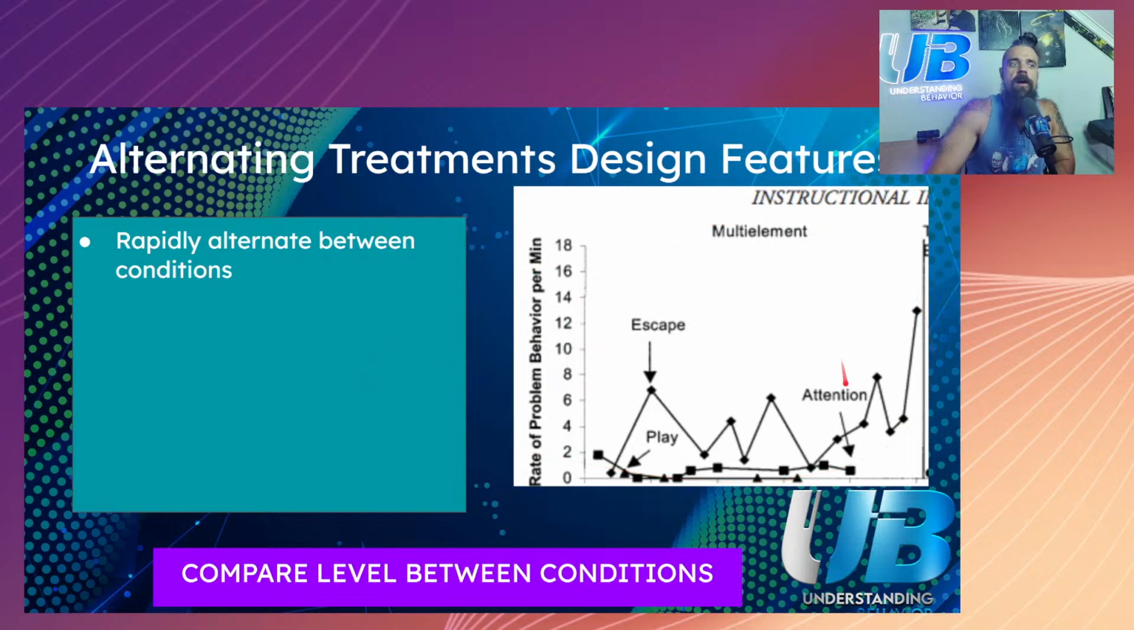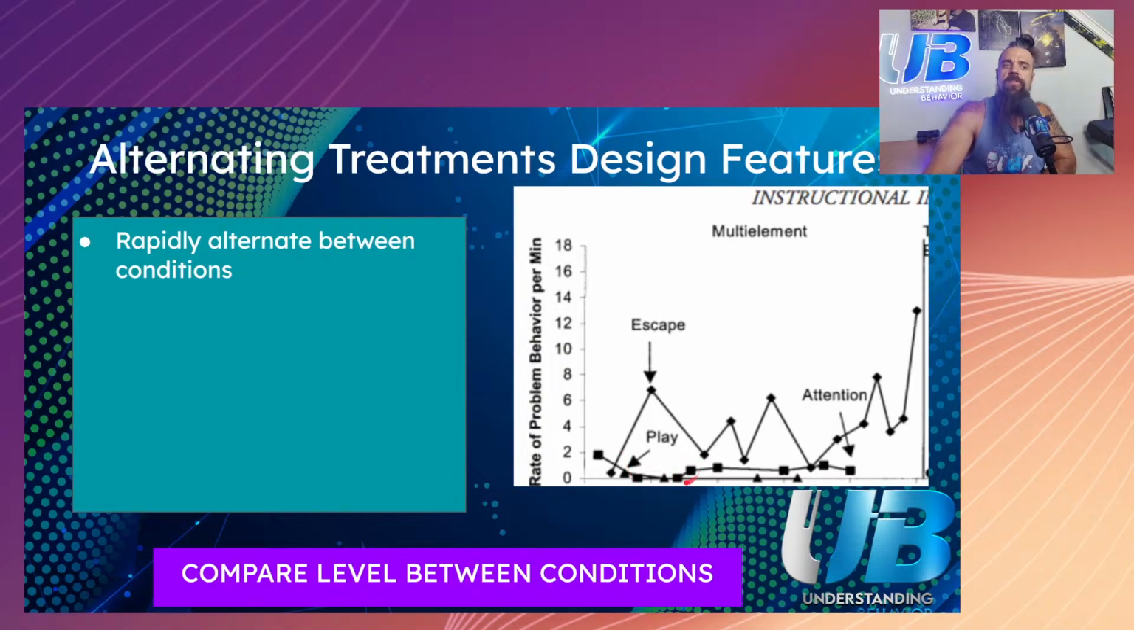So look at our graph here. We have three different conditions. We've got our diamonds, which are the escape condition. We've got our triangles, which are the play condition. And then we've got our squares, which are the attention condition. So three different conditions, and note that every single session, we're switching up what condition we're running. So we go square, diamond, triangle, square, diamond, triangle, square, square, diamond, square.